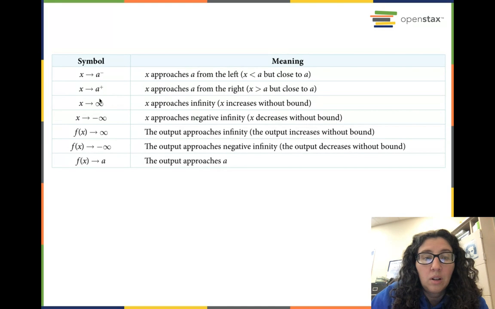So here we have x approaching infinity or x approaching negative infinity. And here's the function itself approaching infinity, or the function itself approaching negative infinity, or the function itself approaching a. Okay? So this little arrow, we say approaching. So x can approach a number from the left or right. It can approach positive or negative infinity. And the function itself can approach infinity or negative infinity, or it can approach a number, like 4 or something.